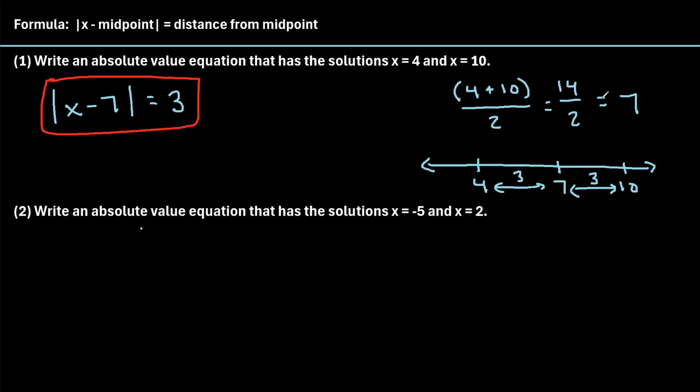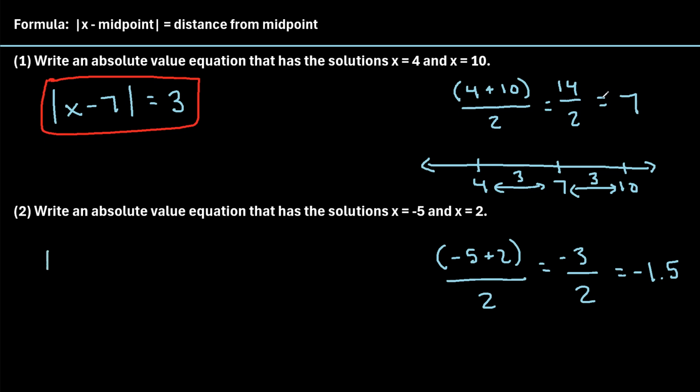All right, let's check out this second example. It says, write an absolute value equation that has the solutions x is equal to negative 5 and x is equal to 2. So once again, we're going to use this formula up here, where the first step is let's find the midpoint between the solutions. So again, the midpoint between negative 5 and 2 will be calculated as negative 5 plus 2 divided by 2. So negative 5 plus 2, that's negative 3. Negative 3 divided by 2 is negative 1.5 as a decimal. So the midpoint is negative 1.5.